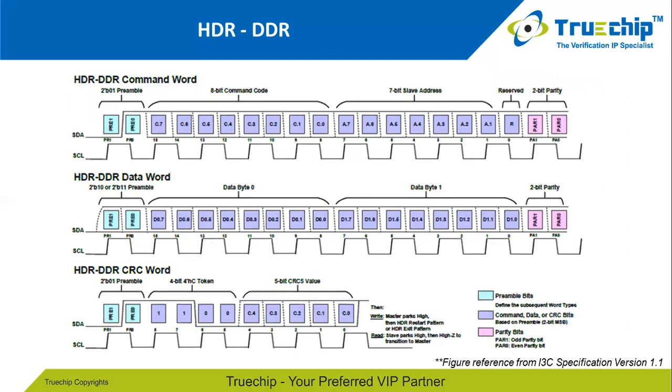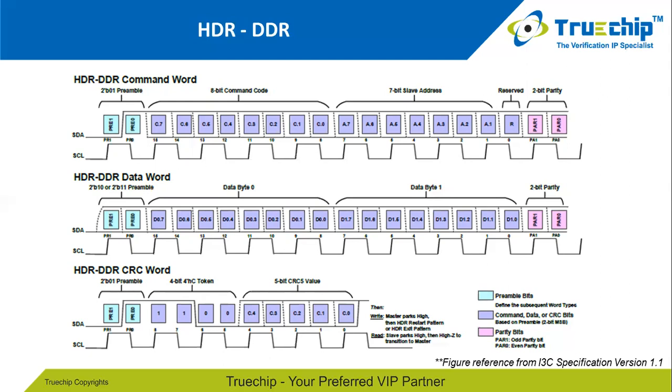First one is the HDR DDR command word, started with preamble 2'b01. The length of the command word shall be 18 bits, which includes 8 bits of command code, 7 bits for the slave address, the next bit is reserved and equal to 0, and the last 2 bits for parity.